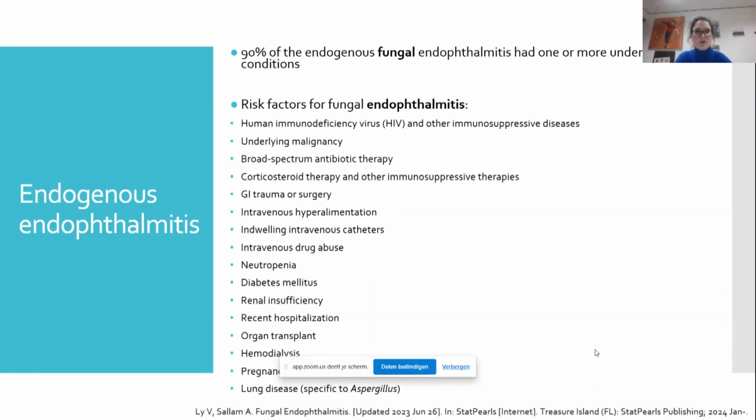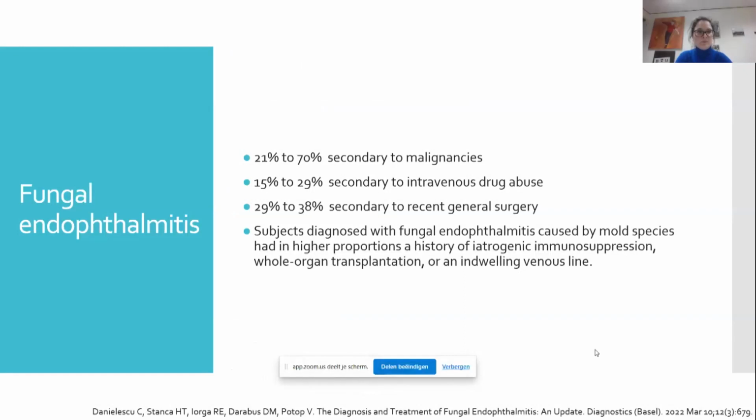This is about fungal endophthalmitis. In 90% of endogenous fungal endophthalmitis, one or more underlying medical conditions were seen. In 21 to 70% of the cases it was secondary to malignancies or cancers, 15 to 29% were secondary to intravenous drug use, and 29 to 38% secondary to general surgery. Also, as a note, subjects diagnosed with fungal endophthalmitis caused by mold species were in higher proportions in those with a history of iatrogenic immune suppression, whole organ transplantation, or an indwelling venous line.